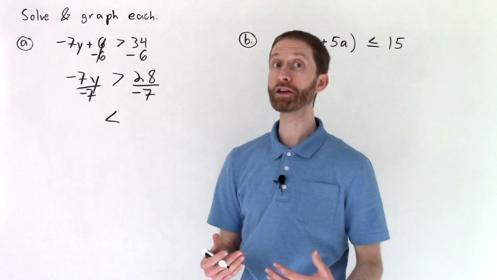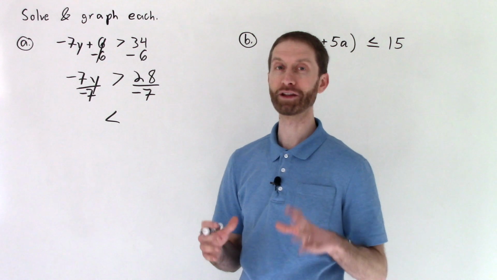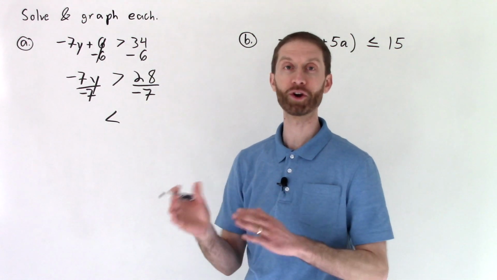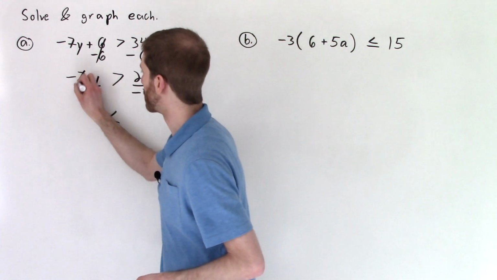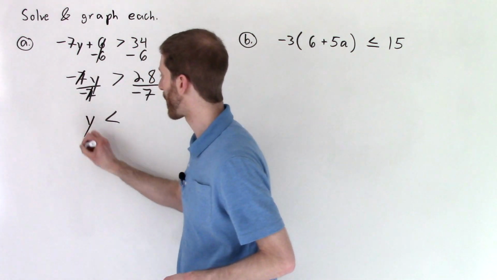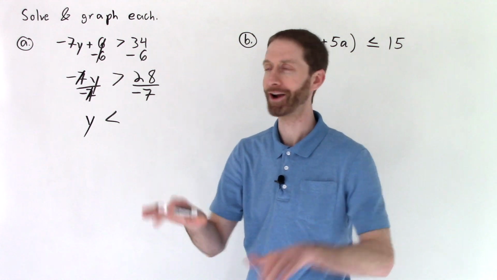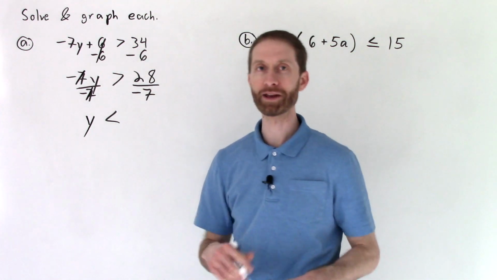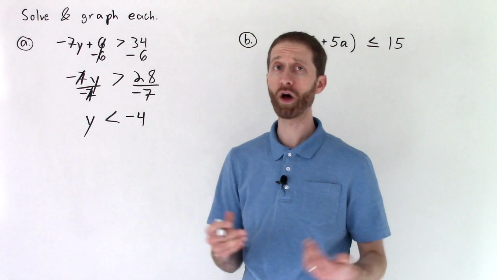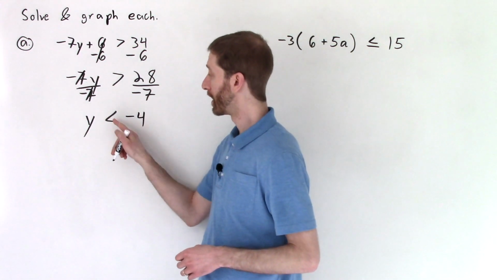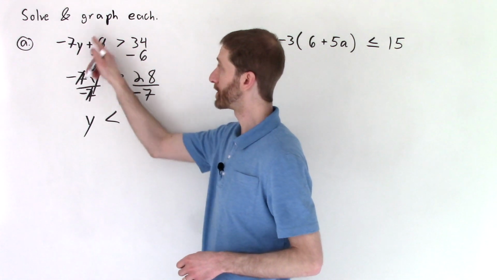I have earlier videos on that where you can check it out. So definitely, if you're thinking that, check out those earlier one-step inequality videos. So negative 7 divided by negative 7 divides out. We've already switched the sign, so we're good there. y is less than 28 divided by negative 7 is negative 4. And that's it. That's your inequality, which means that all numbers less than negative 4 will make this inequality true.